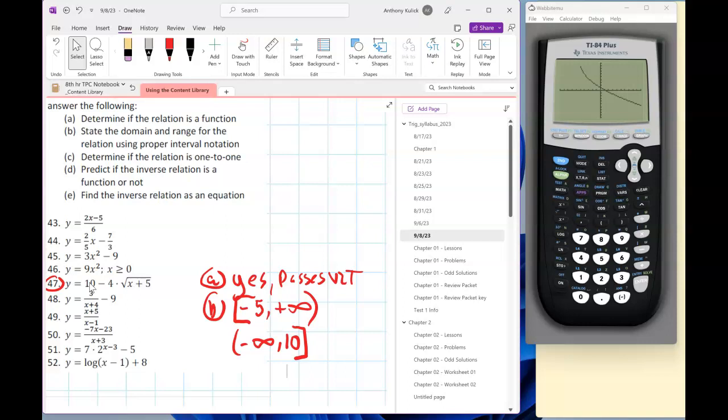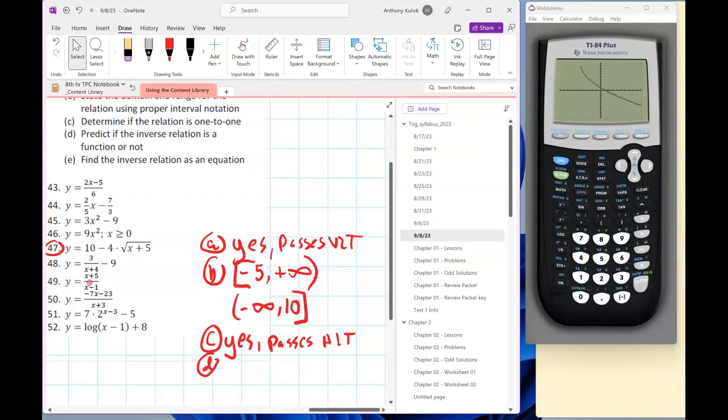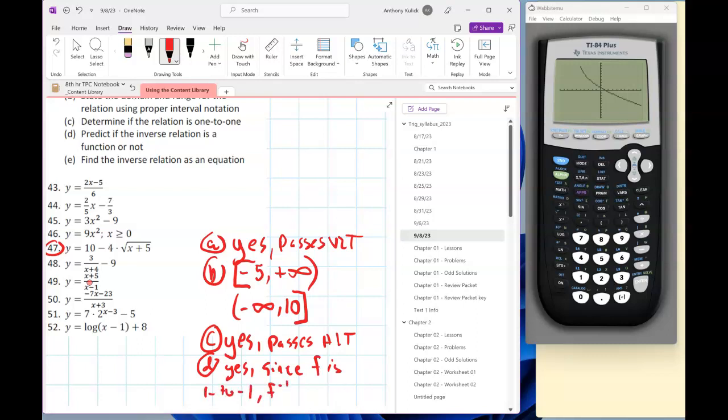C, is this 1-to-1? Well, yes, it passes the horizontal line test. And since it does that, I'd say yes, since f is 1-to-1, f inverse is a function.